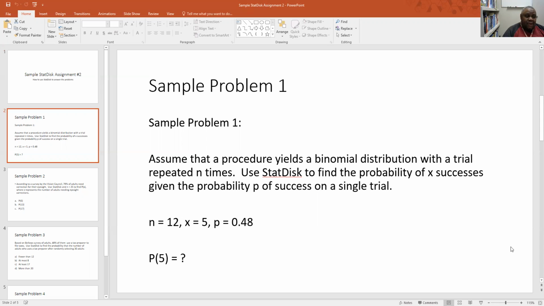Let's say we want to find the probability of getting 5. So here, P of x, that's x is equal to 5. So the probability of getting 5 here. So here, I can show you how to use StatDisk.com to do this.